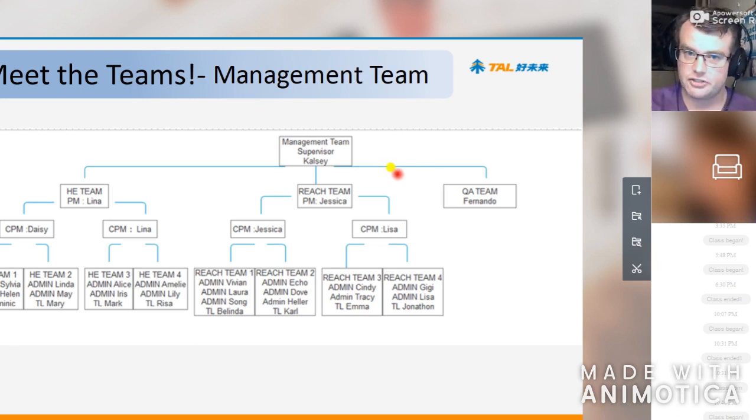Let's talk about REACH. REACH is overseen by Jessica, who is the PM, or project manager. Jessica is responsible for the day-to-day operations of the REACH team as a whole. Her CPM is Lisa. She assists with running the two teams, REACH Team 3 and REACH Team 4, while Jessica, while overseeing the entire operation of the REACH project, is responsible also for the direct management of REACH Team 1 and REACH Team 2.